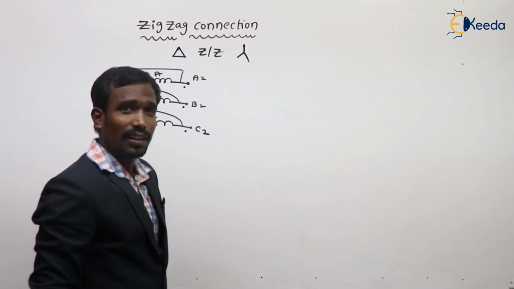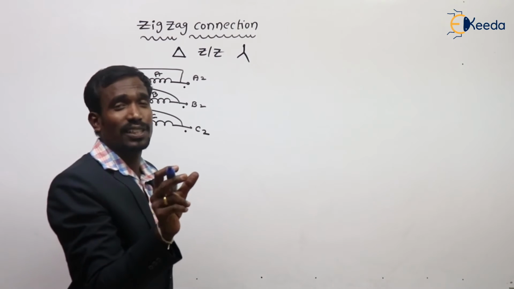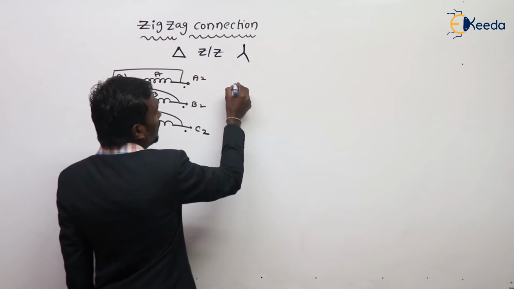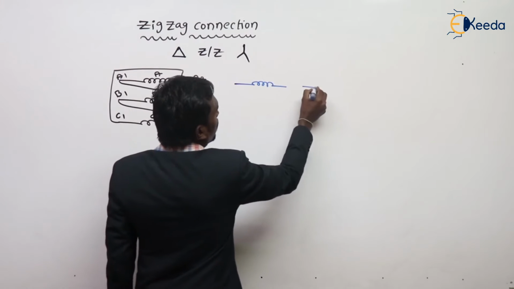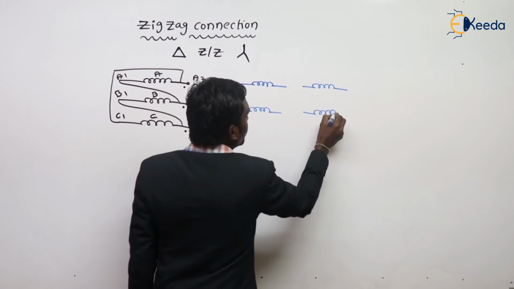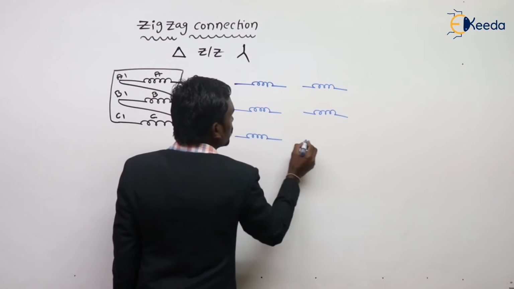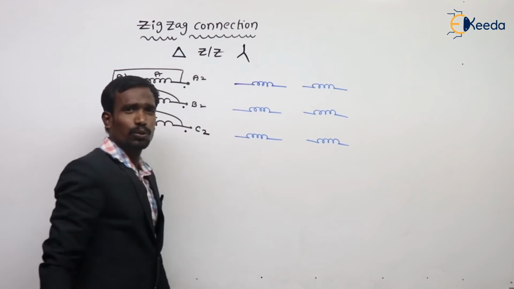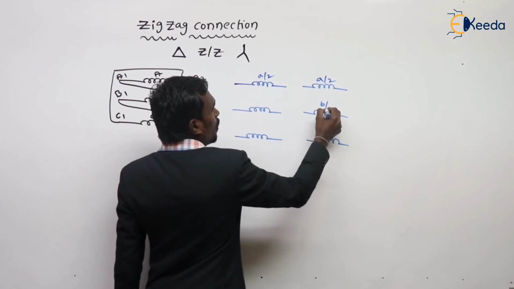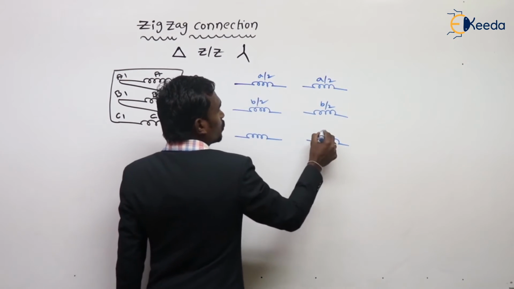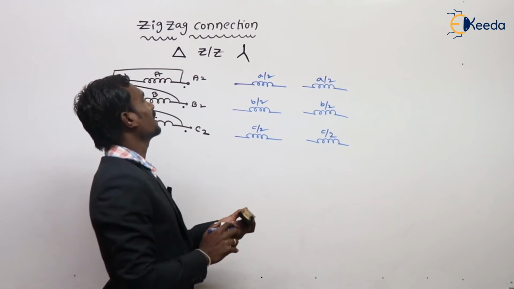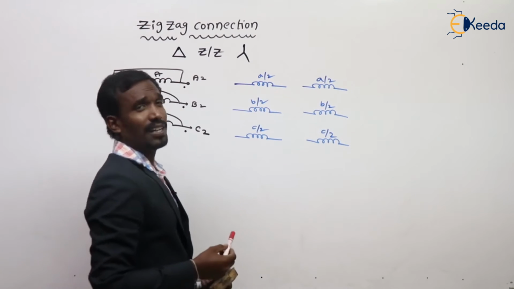Next, go for zigzag connections in star, that too in series opposition, series subtraction of windings. The secondary winding is divided into two parts. This is A by 2 and A by 2, B by 2 and B by 2, C by 2 and C by 2. These are the secondary star; we have to make it star.